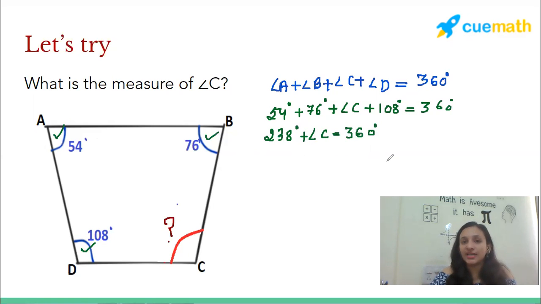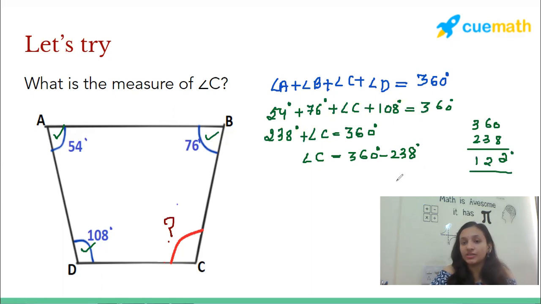Okay, you subtract 238 from both sides, so you get angle C is equal to 360 degrees minus 238 degrees. We'll do the subtraction here. So this is 360 minus 238: you get a 2 here, then 5 minus 3 is 2 again, and 3 minus 2 is 1. So 122 degrees is the answer.